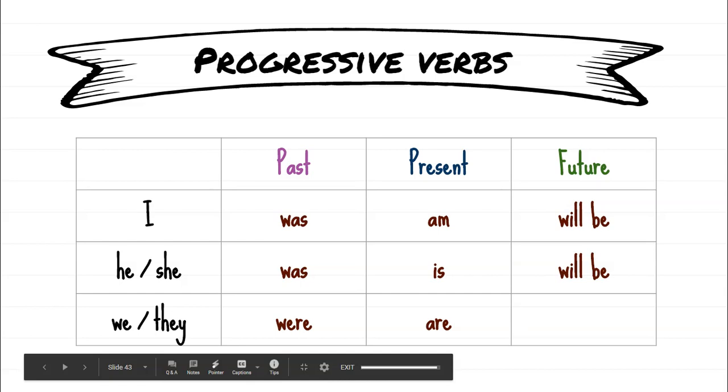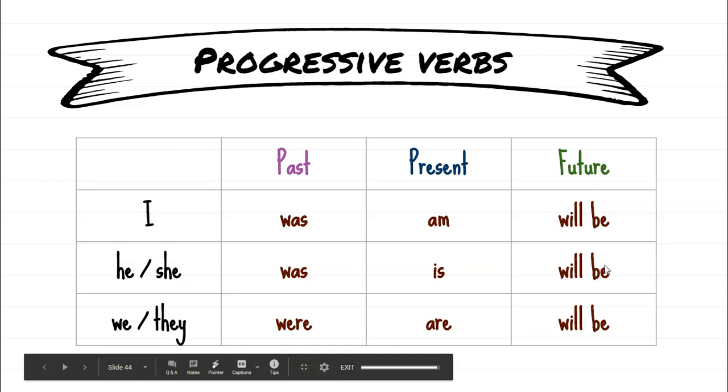We want to say in the future they are progressively or continuously going to be studying. So they will say, will be. All right. We will be studying, they will be studying. Have a look. It might seem strange, but all of those words, was, am, is, will be, were, are, have pretty much the same meaning. But they are changing the way that they look depending on which tense they are.